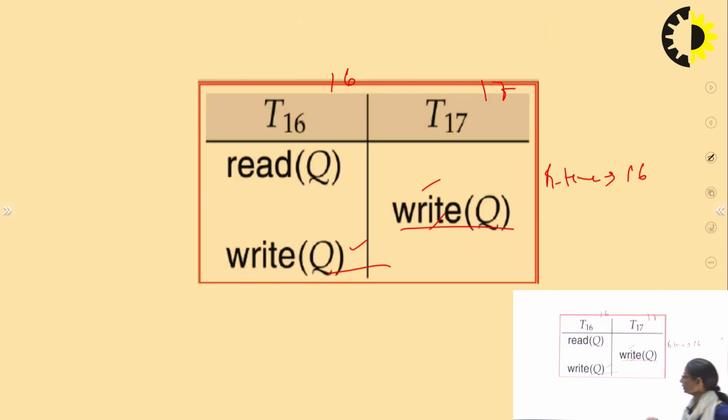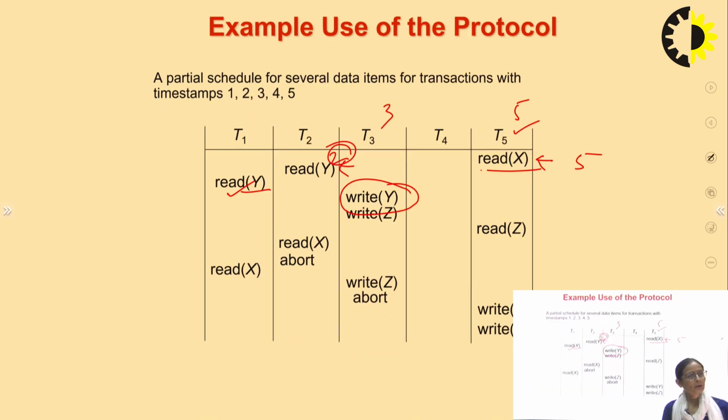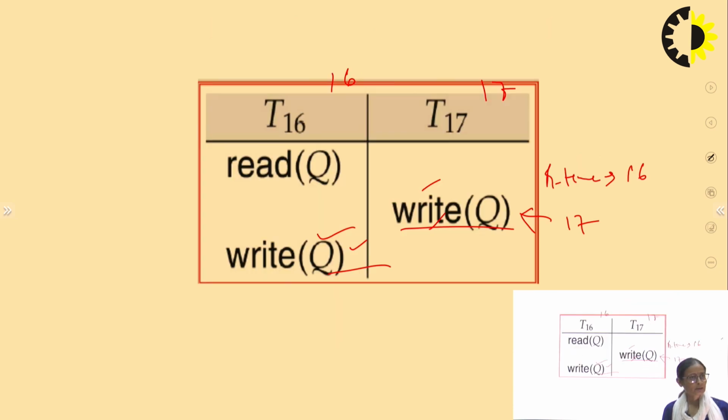But what is happening here? Once it wants to write the data item Q, here it is my 17 value, and here I have T16. According to this policy, 16 is less than 17, so again it is not allowed. It needs to wait.